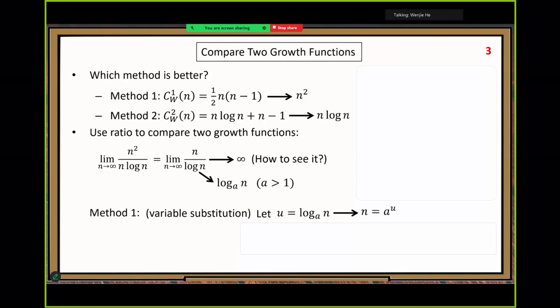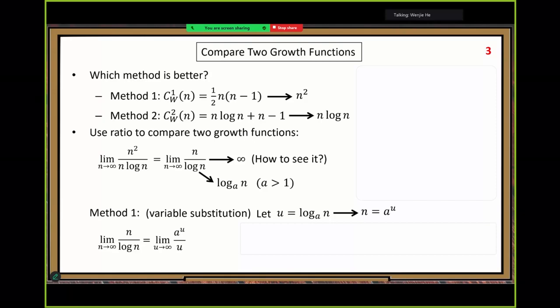All right, then let's go back to our ratio. The ratio after variable substitution, we use variable u. u still goes to infinity, because when n goes to infinity, u also goes to infinity, right? So u goes to infinity, but the ratio becomes the exponential function a to the u over u. Now, can you see the limit is infinity when you use this variable substitution?